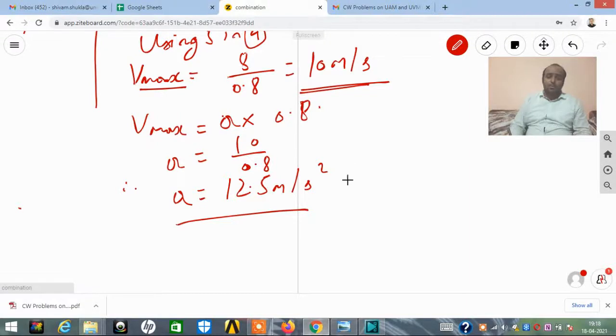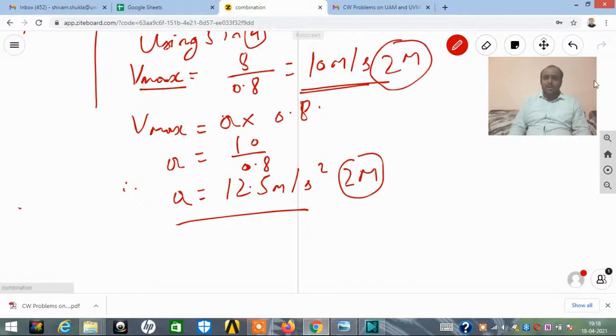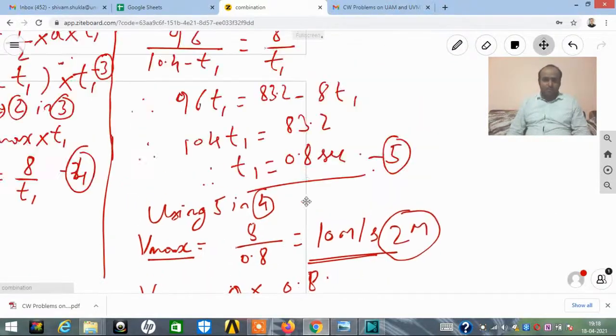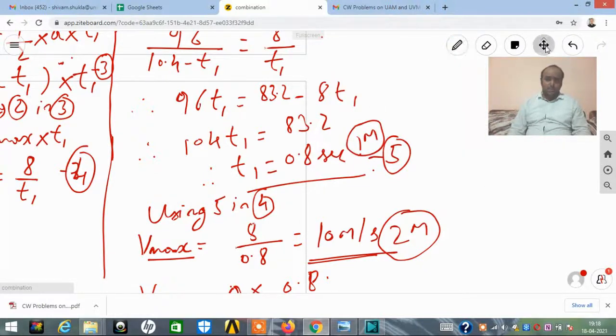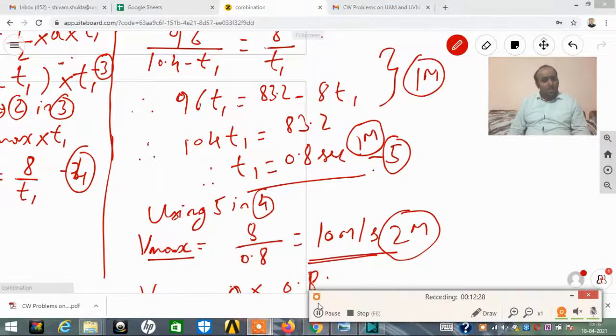The marks distribution for this particular problem is 2 marks for A, 2 marks for Vmax, and last but not the least, 1 mark for the value of T1. That makes 5 marks, and for whatever equations we have written, you will get 1 mark. This is how you may get 6 marks for this particular problem.